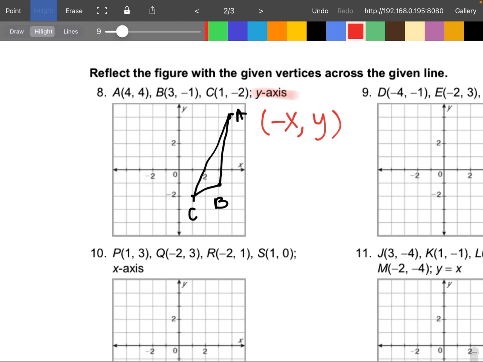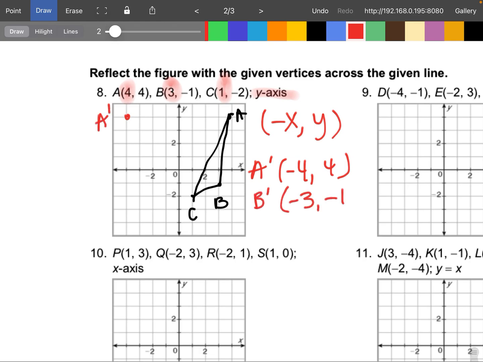Now, my new points, again, every x value is going to change sign. So 4 is going to become negative 4. 3 is going to become negative 3. 1 is going to become negative 1. So my new points, my A prime is going to be negative 4, 4. So I can graph that. B prime is going to become negative 3, negative 1. Again, your y stays the same. And my C prime is going to become negative 1, negative 2.